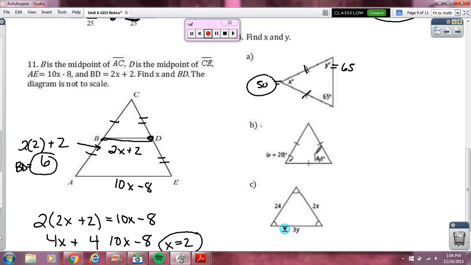Ooh, here is an equilateral triangle. All the sides are the same, so it's also equiangular. All the angles are the same. I'll set each of those equal to 60. So y equals 15, and then x plus 20 equals 60, so x equals 40.